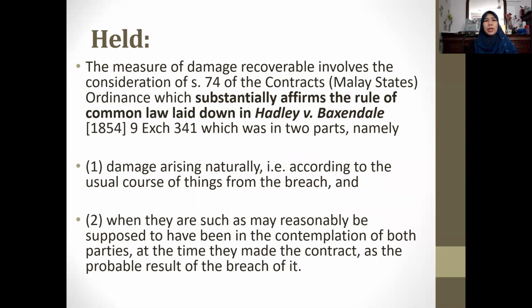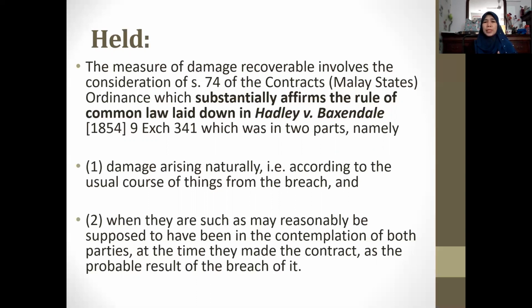When the case was brought to court, this is the judgment. The court examined all the relevant facts, and the conclusion was that the measure of damage recoverable involved the consideration of section 74. Section 74 has substantially affirmed the rule of common law laid down in Hadley v Baxendale. The court reiterated there are two parts. Even though section 74 doesn't say clearly part 1, part 2, in this case the court broke it into two clearly. The first is damage arising naturally, which we have covered in our previous part of discussion.